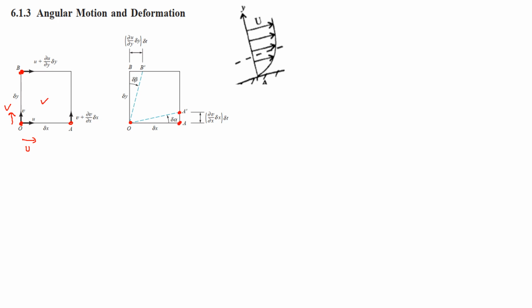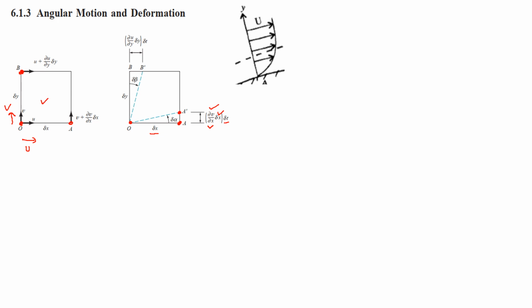So OA rotates to a new position, that is OA dash. It makes an angle of delta alpha with this x-axis, this edge, which you can say is delta x. Now the velocity gradient is partial u over partial x, that is the partial change in velocity with respect to the x-axis along the edge length delta x, with respect to time delta t.